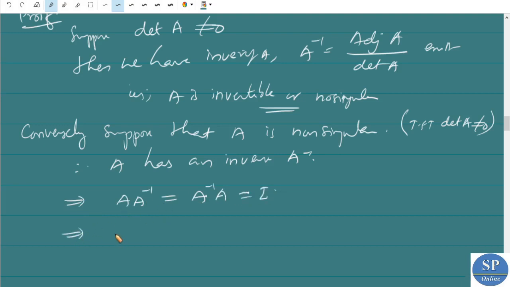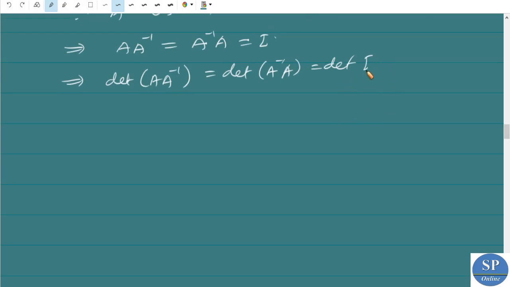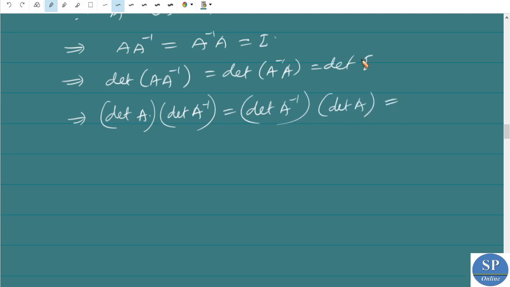From this we have the determinant of A into A inverse equal to the determinant of A inverse into A equal to the determinant of I. We know that the determinant of I is equal to 1. You know that the determinant of AB is equal to det A into det B. So this is equal to det A into det A inverse, which is equal to the determinant of I, nothing but 1. We know that the determinant of the identity matrix is 1. So from this, det A is not equal to 0. Otherwise, if the determinant of A equals 0, then this product would be equal to 0. So the determinant of A is not equal to 0.